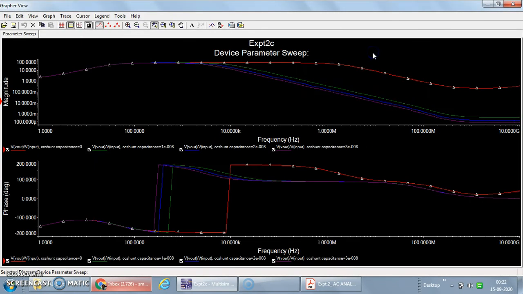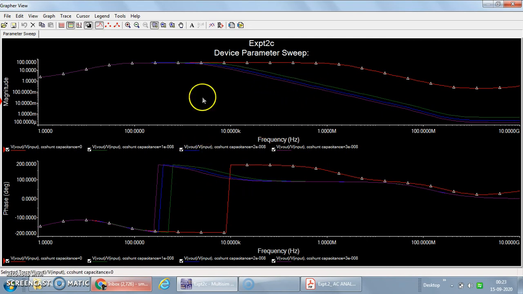So this is the graph we will be obtaining. This graph indicates, see the red color line, the red line is for 0 capacitance. It means if I don't connect the external shunt capacitor, then I will be getting this response. This response we have already seen in the earlier second video relevant to this experiment. These are the indications of the 4 graphs. This graph indicates that as we go on increasing the value of the externally connected shunt capacitor, it affects the lower cutoff frequency. So this was the objective.